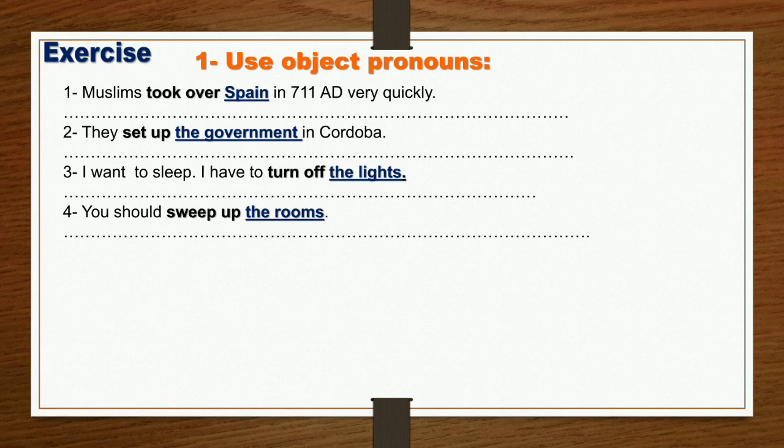Let's see. Check your answers. Yes, excellent. Took it over. It طبعا الضمير يعود على Spain. 2. Set it up. It هنا تعود على the government الحكومة، ضمير جاء في الوسط بين الفعل وحرف الجر. 3. Turn them off. لاحظي الضمير them يعود على lights. 4. Sweep them up. أيضا them هي الضمير وتعود على the rooms.